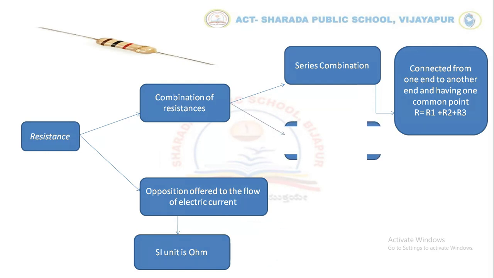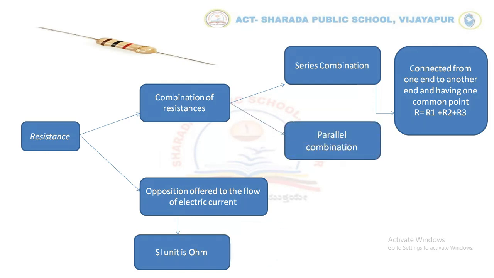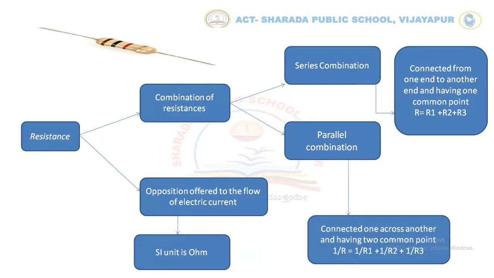Second one, parallel combination. To get minimum value of resistance, we connect resistance in parallel combination. When resistance are connected one across another and having two common points is called parallel combination. Its mathematical expression 1 by R is equals to 1 by R1 plus 1 by R2 plus 1 by R3.